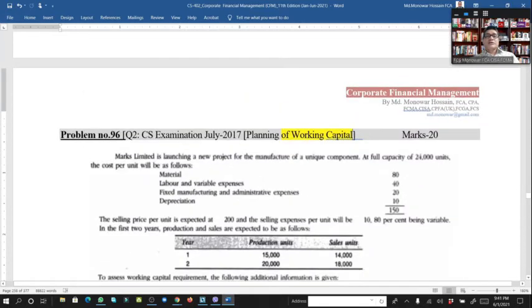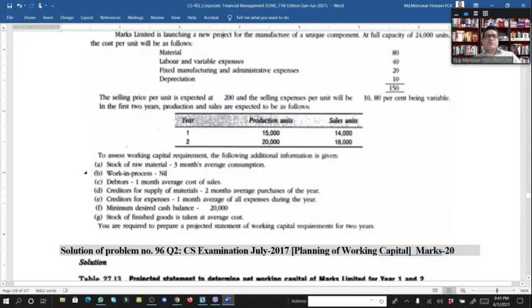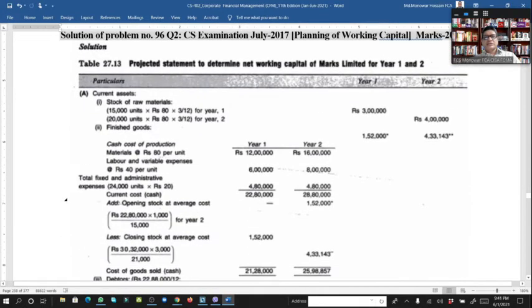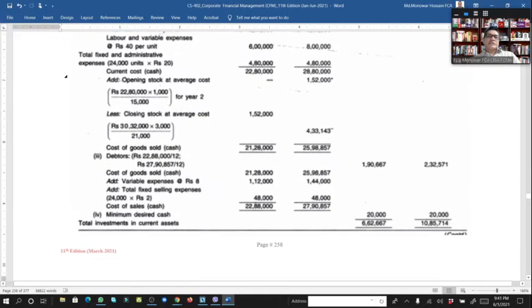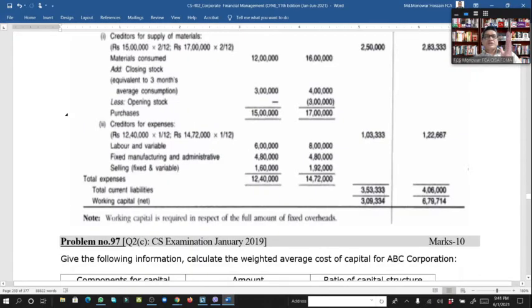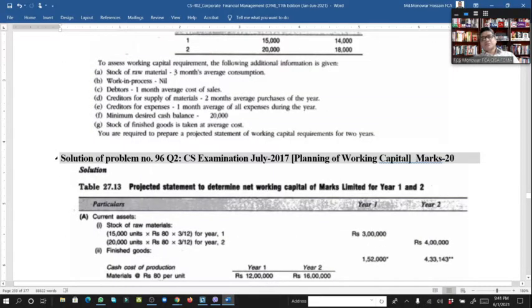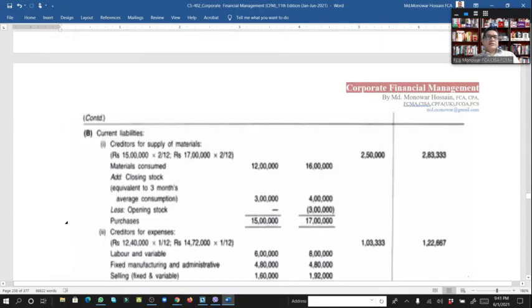Here, two years of calculation. Generally that type of math does not come in the CS, but that year it came here. Look at the year 1 and 2 calculation. Look here, this is very complete, all the calculation is here. I also took it from the book. The answer is there. Look here, big math. It was 20 marks. So it is that type of question.